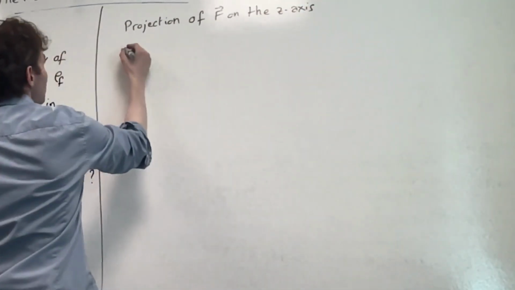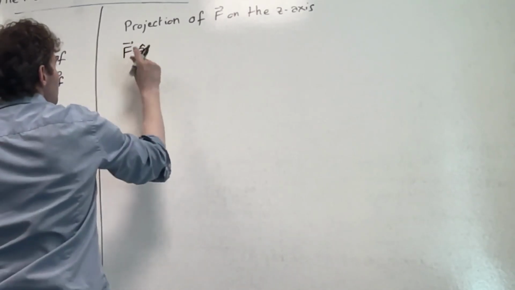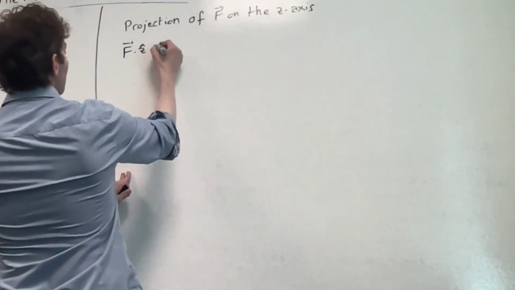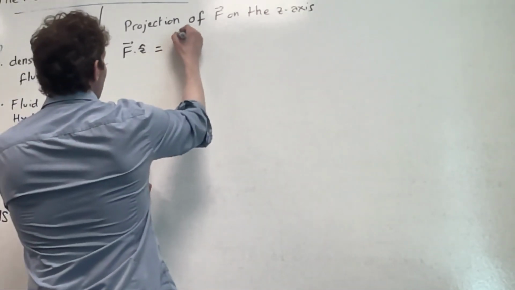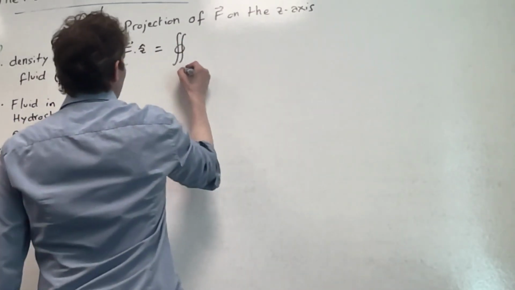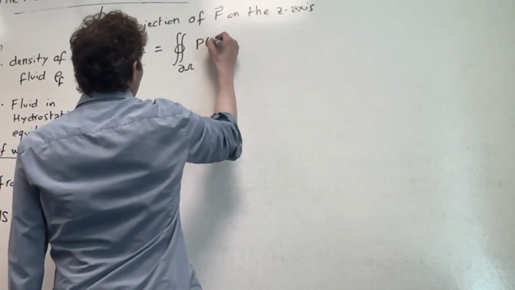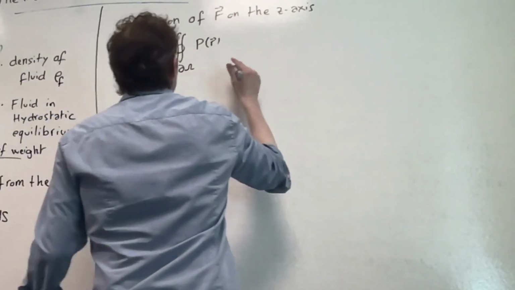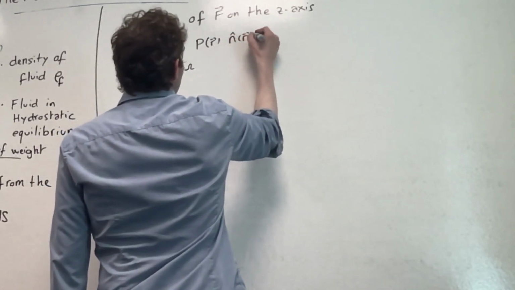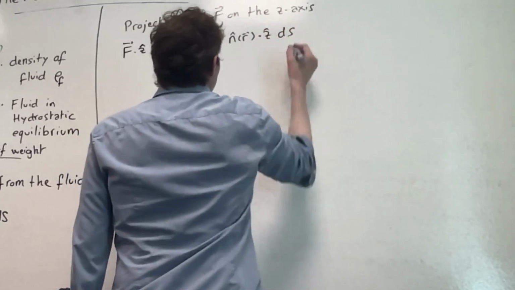And the way I know that, this is simply F dot z, so that's a unit vector going in that direction, and that's going to be equal to the integral over d omega of P of r, and then n of r dot z ds.